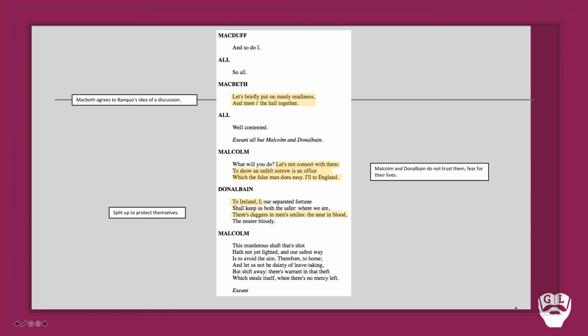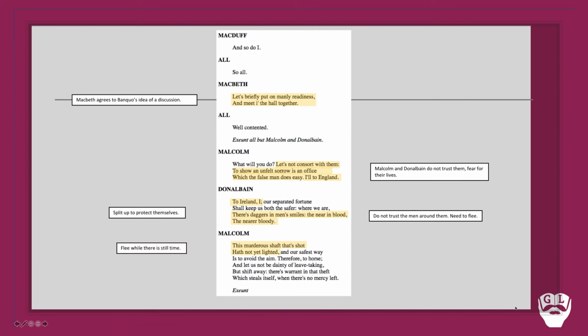This idea here of "there's daggers in men's smiles; the near in blood, the nearer bloody." They fear that there's danger in their lives, and that whoever murdered Duncan will soon be looking to murder them, so they need to flee quickly, because "the murderous shaft that's shot hath not yet lighted." They want to flee while there's still time.